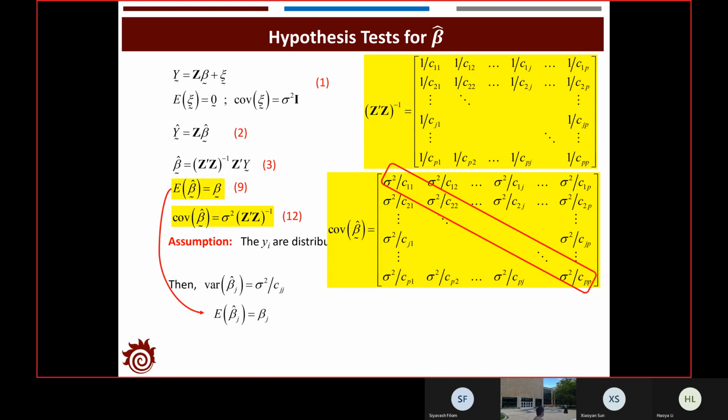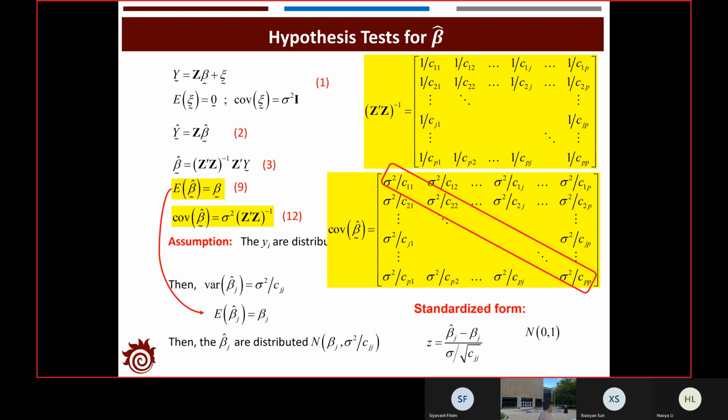And we also know the expected value of the beta hat. The expected value of beta hat is just the beta. So we have expected beta j hat is beta j. And then we can claim that the beta j hat also follows a normal distribution. The mean value is beta j, and the variance is sigma square times Cjj. So that's the distribution of the beta j hat.